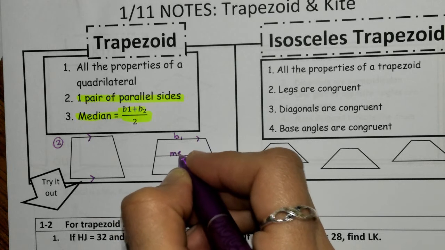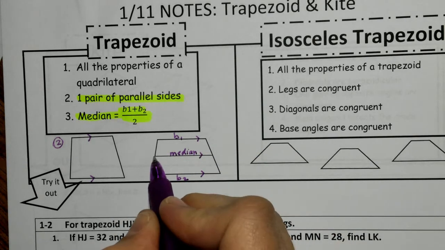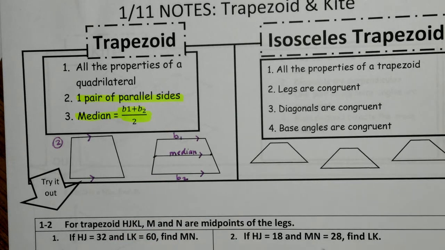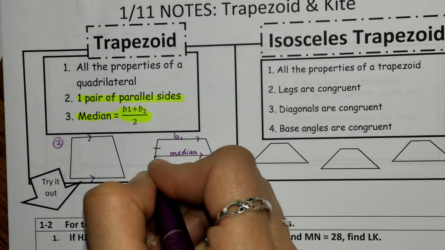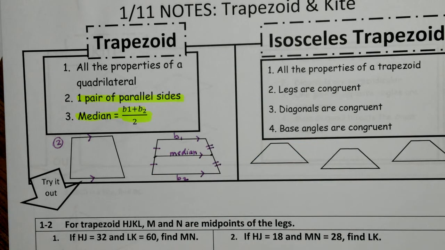This is our median. Okay. The median does create, like I said, these midpoints. So that means it's going to cut this side in half and cut this side in half. The big thing we are going to focus on right now is going to be that median and that formula.